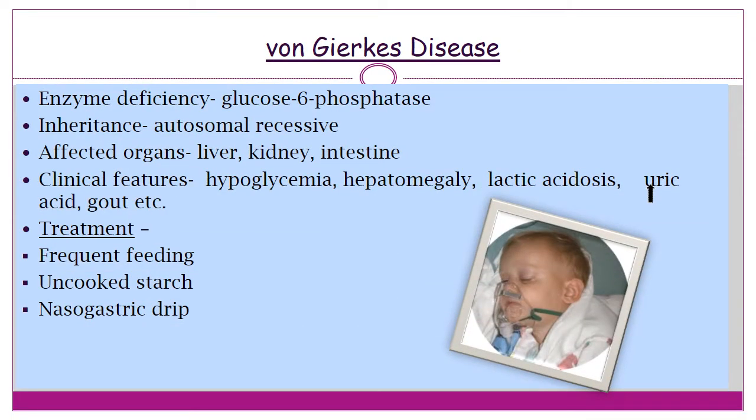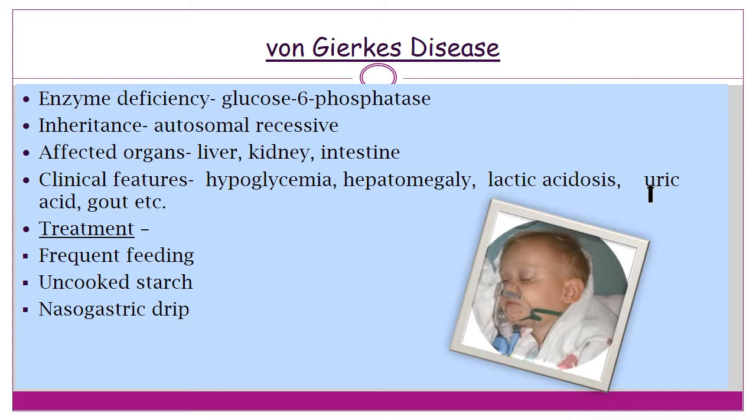So the first, type 1 disease, is von Gierke's disease. The enzyme deficiency in this disease is glucose 6 phosphatase. Now all of you remember what the glucose 6 phosphatase enzyme is and where it is used. This enzyme is present in the liver. It converts glucose 6 phosphate to glucose. This is a gluconeogenic enzyme. So this enzyme is deficient.